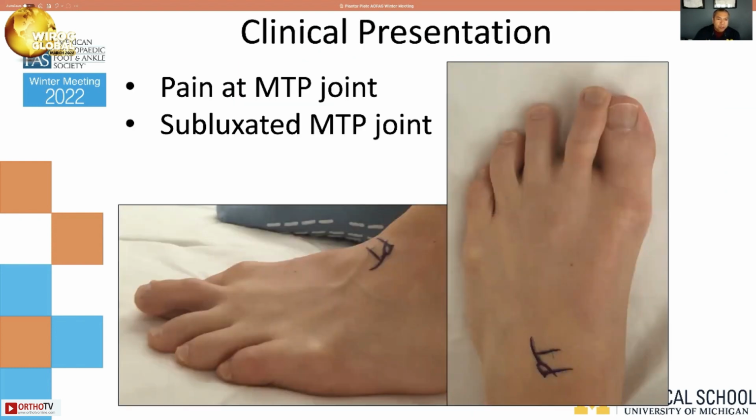When patients present clinically, they often complain of pain at the MTP joint. They may have a subluxated MTP joint, and we can see foot deformities such as this. The most sensitive and specific test for detecting MTP joint instability is the drawer test.